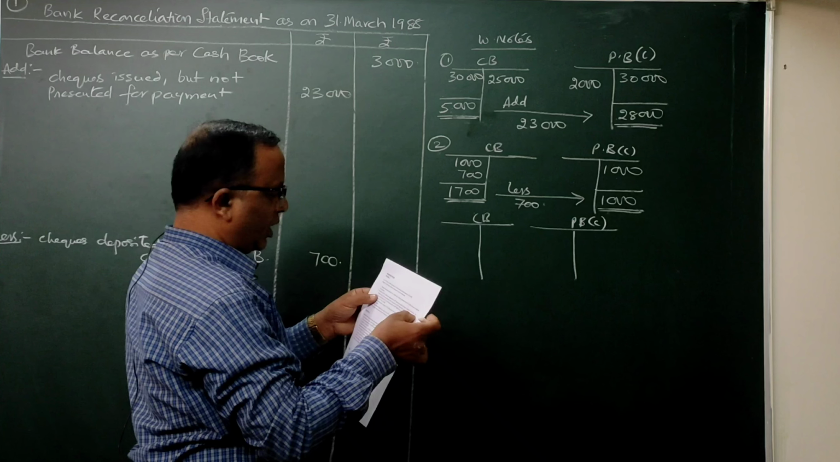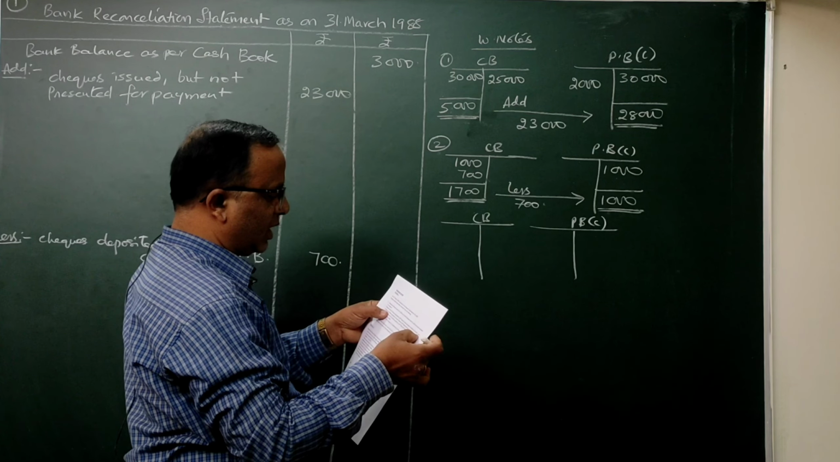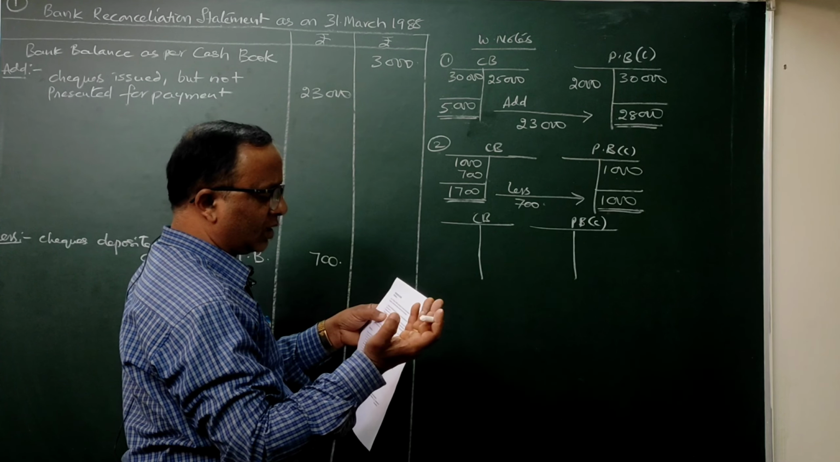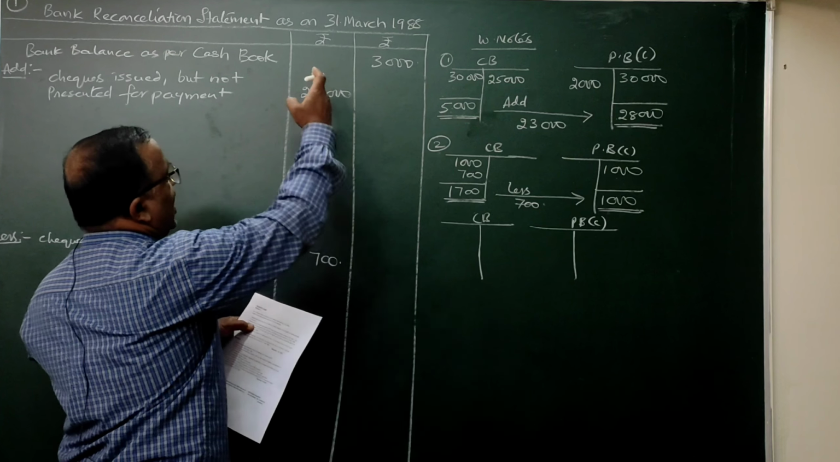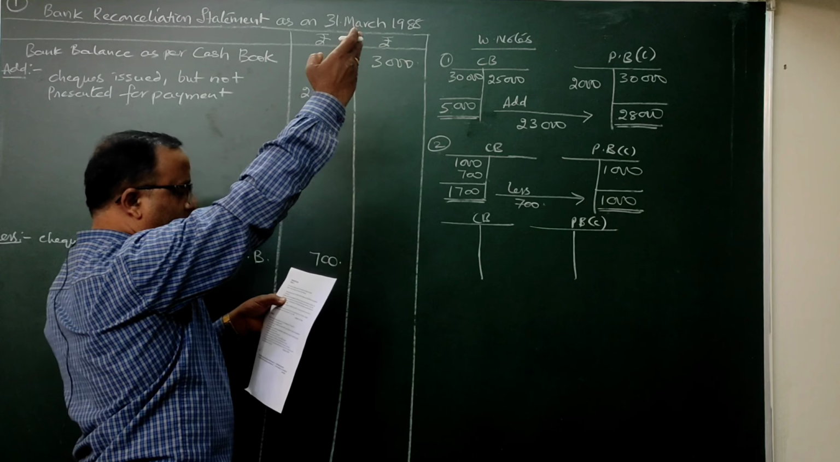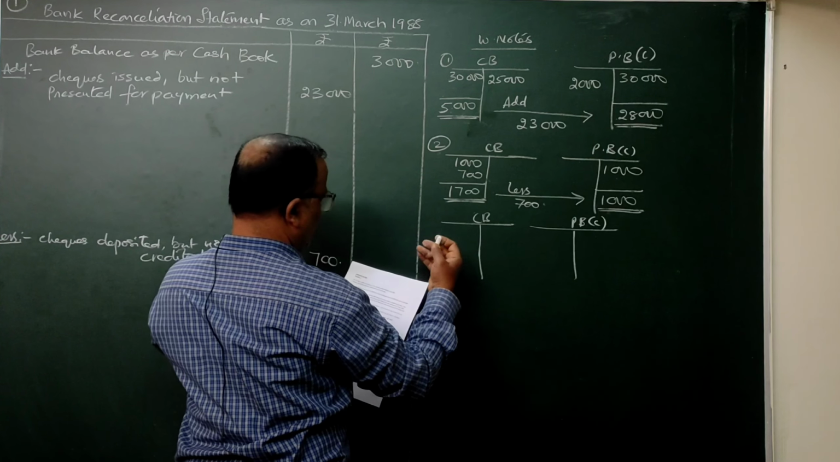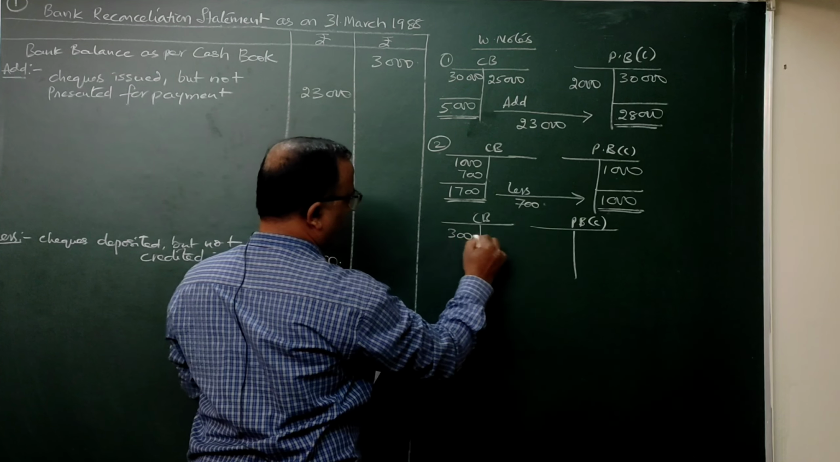See, after full stop you can read. One check of 250 was entered in the cash book on 30th March but was banked on 3rd April 1998. That means after 31st March. On 3rd April it is banked, means it is deposited. The same concept here. How much? 250. So take some 300 rupees.